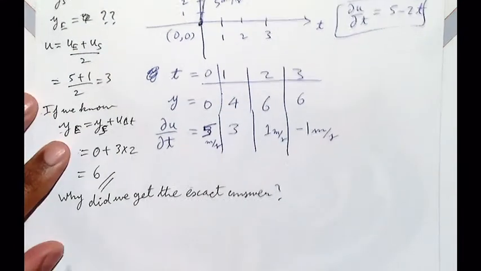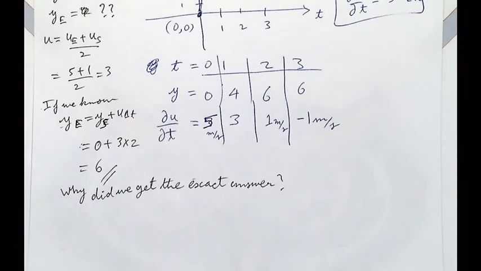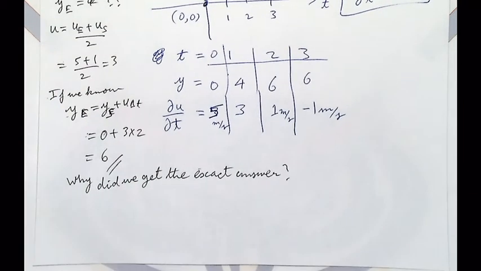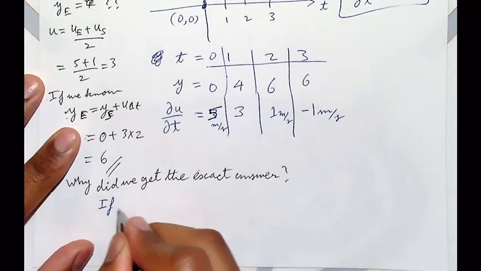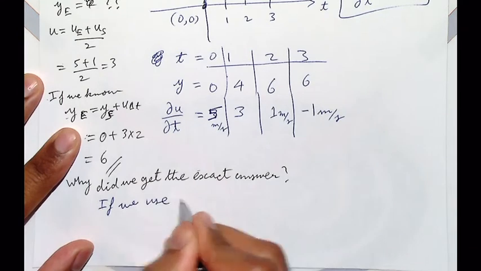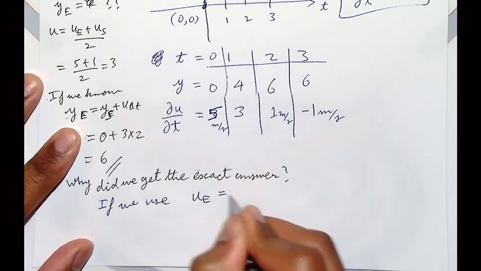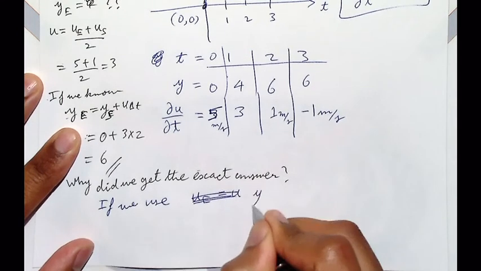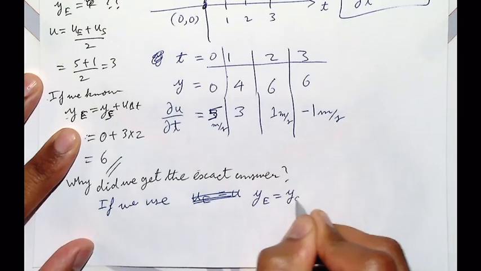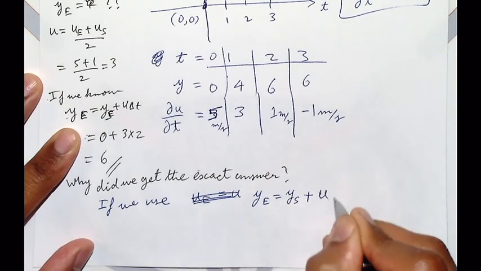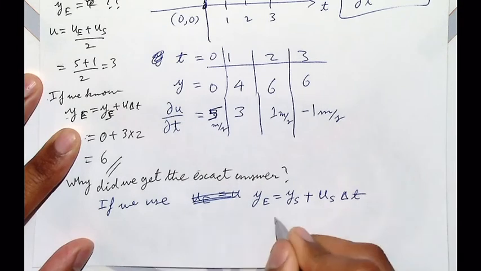Let's see. So, if we use that y n is y start plus u start delta t, where will you end up?